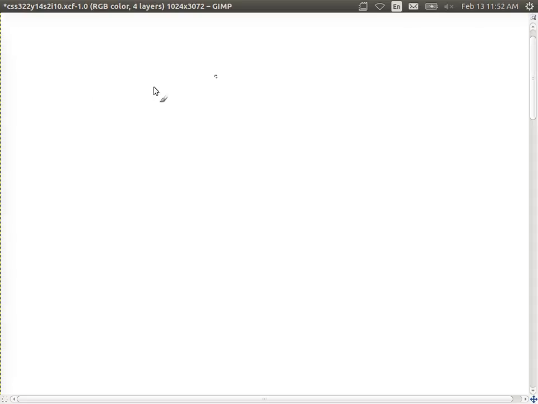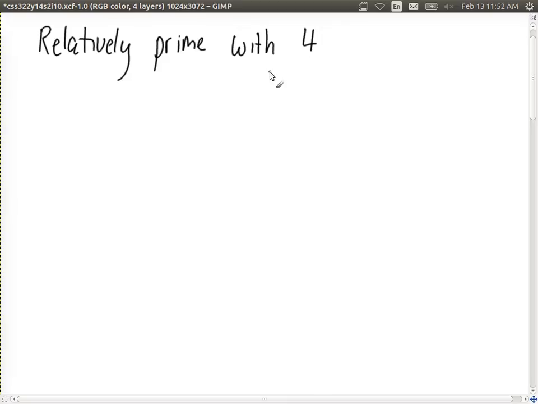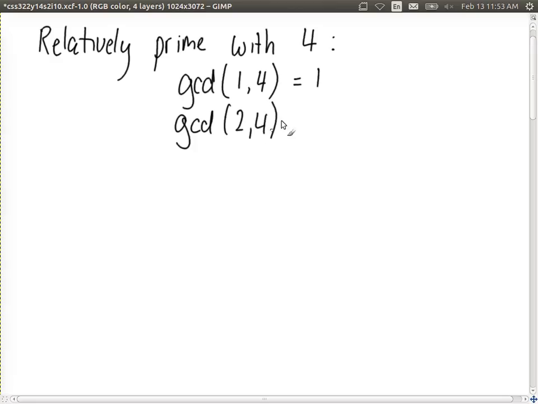As an example, what numbers less than 4 are relatively prime with 4? Let's do the long way. Relatively prime means the greatest common divisor of those two numbers is 1. Greatest common divisor of 1 and 4? 1. Greatest common divisor of 2 and 4? 2. And 3 and 4? 1.